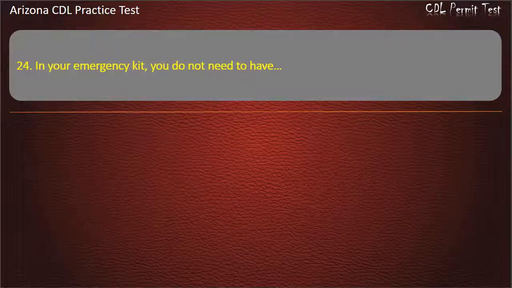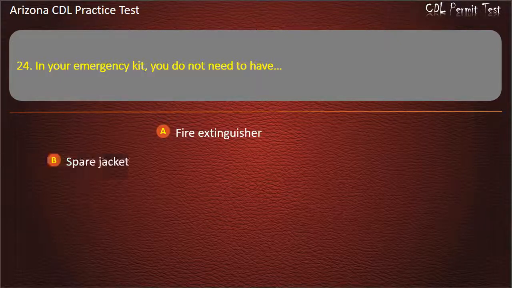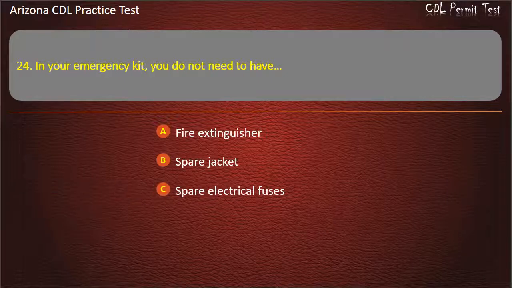Question 24. In your emergency kit, you do not need to have: Fire extinguisher. Spare jacket. Spare electrical fuses. Warning devices. Answer: Spare jacket.